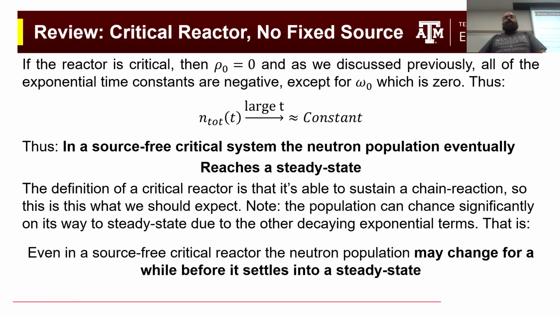And then we also talked about how it's the exact same idea. If the insertion is 0, then one of those time constants is 0, and all of the other ones are negative. So as time goes by, all of the negative ones decay away. The only one that you get left with is the omega 0 time constant, which is e to the 0, which is 1. So you basically just end up with a constant.